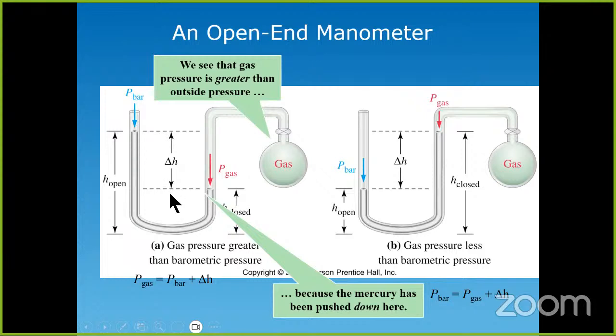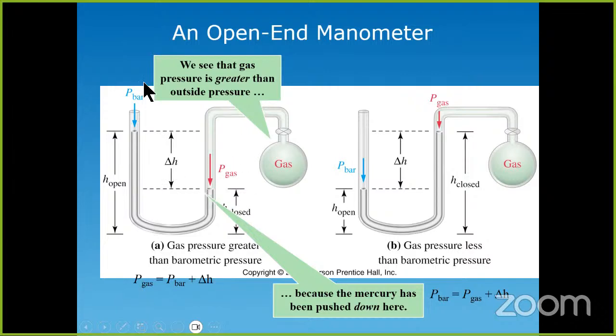So what does that tell us? That tells us that there's a difference in those pressures. And that difference would be given by the height difference of the mercury levels on either side of the setup, all right? So basically, we can write down a quantitative relationship between the pressure exerted by the gas, the atmospheric pressure, and delta H. And that is given by this equation right here.